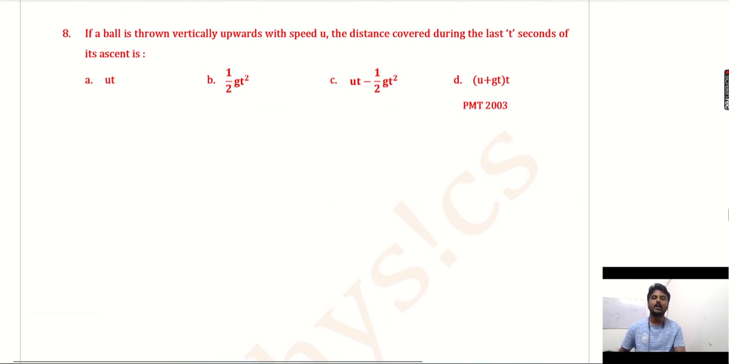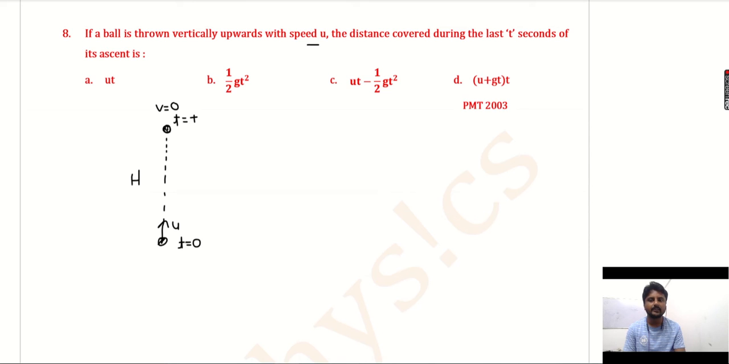Next, a ball is thrown vertically upward with a speed u. The distance covered during the last t second of its ascent is, again, see, we are throwing a ball here, let's say with velocity u. Let's say at t = 0 we have thrown the object, right? The time required by the particle to reach the maximum height will be equal to capital T. Let's say it is covering a distance of capital H in this period.